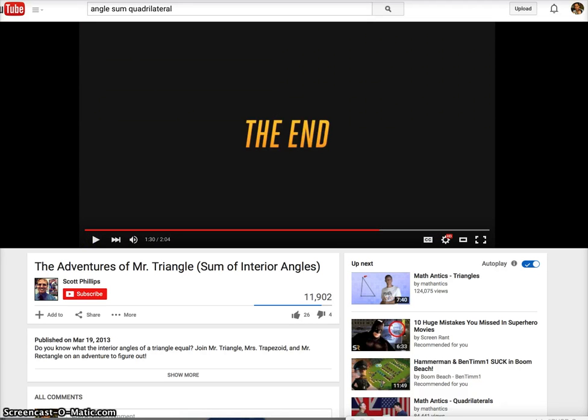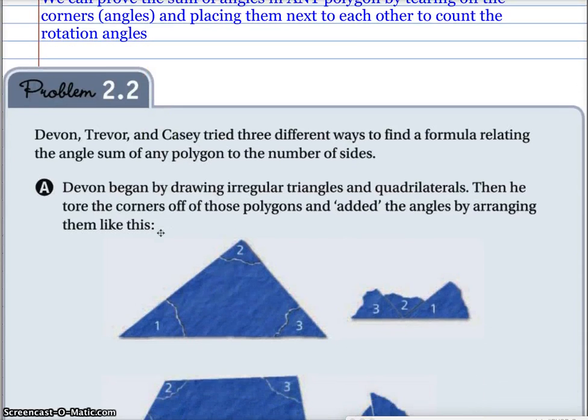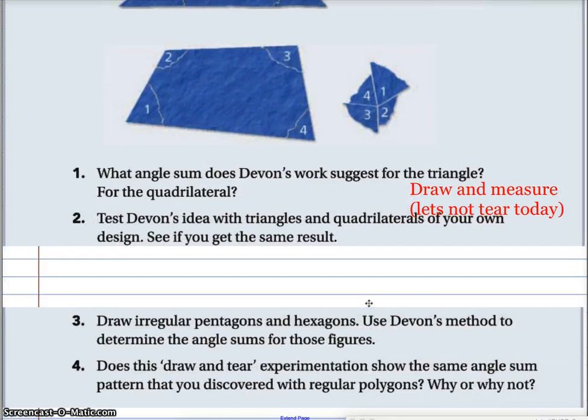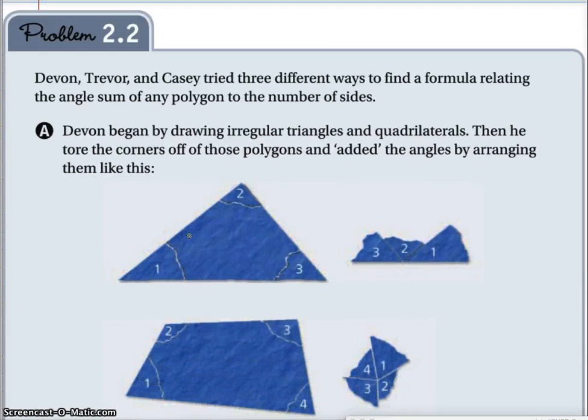Okay, so that was The Adventures of Mr. Triangle. And what they did is they tore off the corners of the triangle, and they made a straight line. So if you turn your book, let me double check the page number, to page 45, you'll see this. This is the same thing that Mr. Triangle went through. They tore off the edges and they lined them all up, and they ended up with a straight line. So the angle sum of a triangle, any triangle, is 180 degrees.